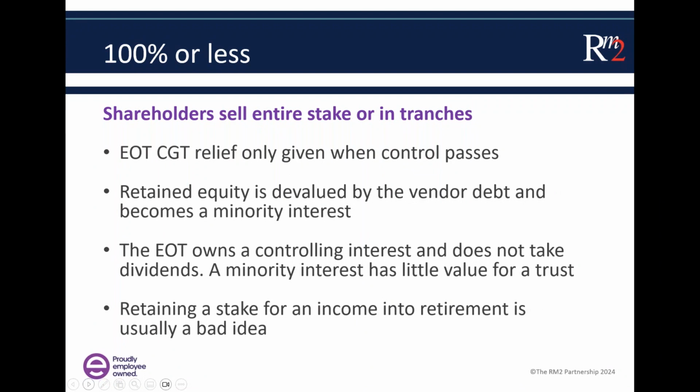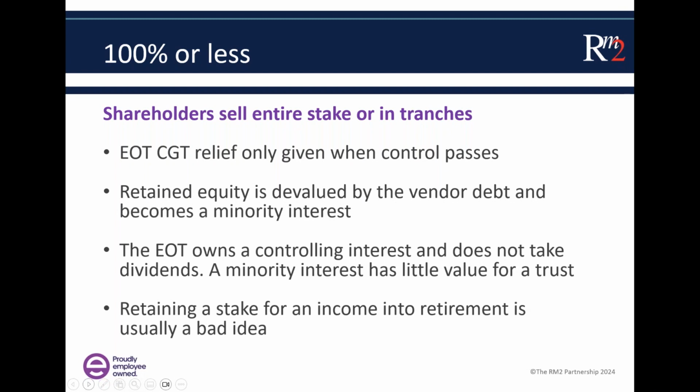So the first reality that needs to be considered is that your capital gains tax relief only happens once. It happens in the tax year in which the control passes to the trust. After that, you've still got to pay capital gains tax. You can still use business asset disposal relief, the old entrepreneurs relief, but you're going to have to pay tax.